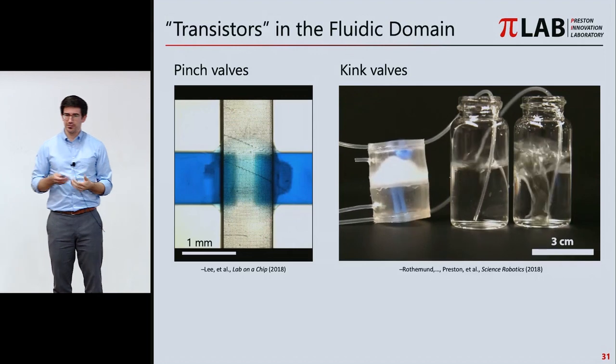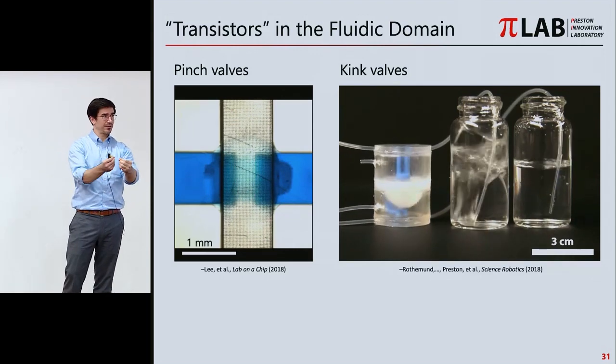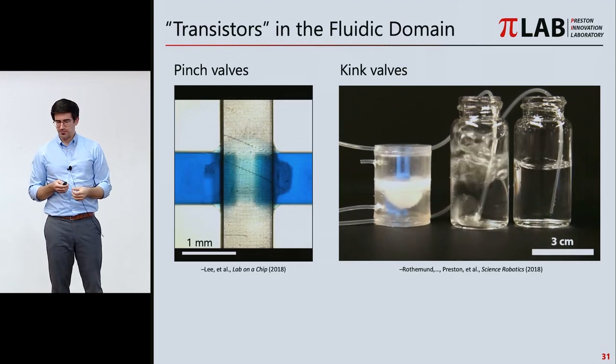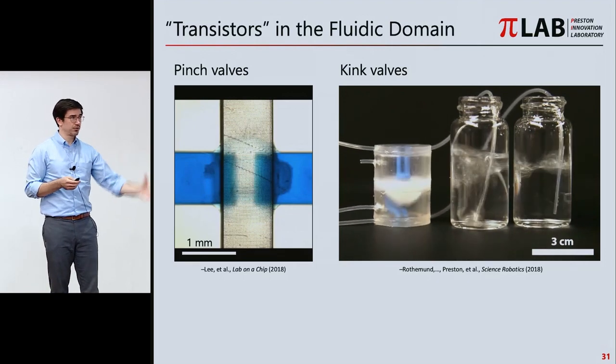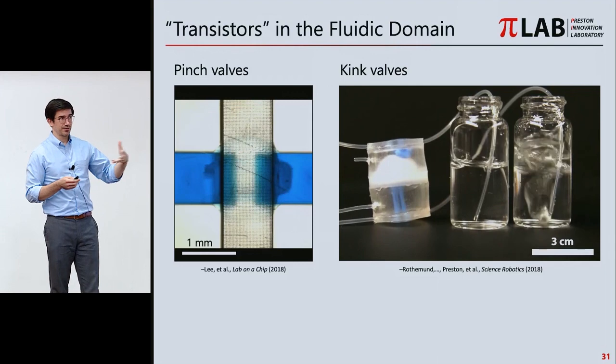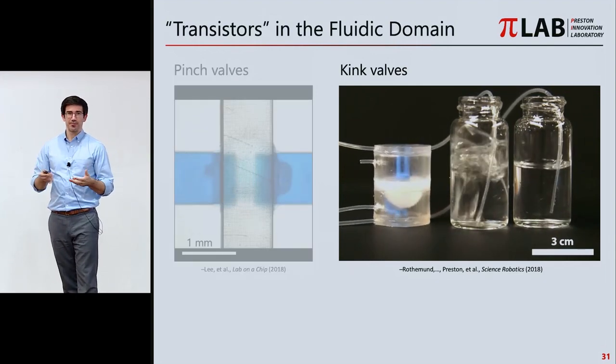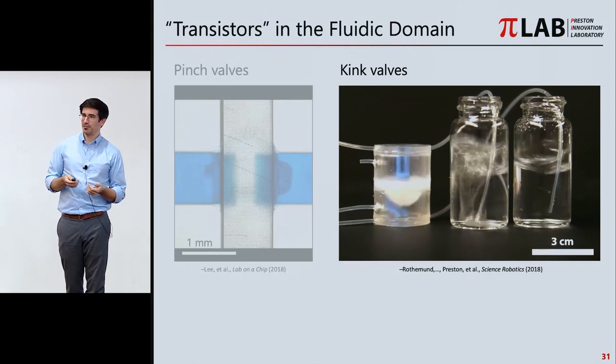In contrast, we have a new approach that's called a kink valve, just like kinking your garden hose to prevent flow. With this approach, we can also prevent the flow, but we can do it with a much lower control pressure, lower than the pressure inside the flow channel itself. And so we opted to go for a kink-type valve in this textile-based architecture.